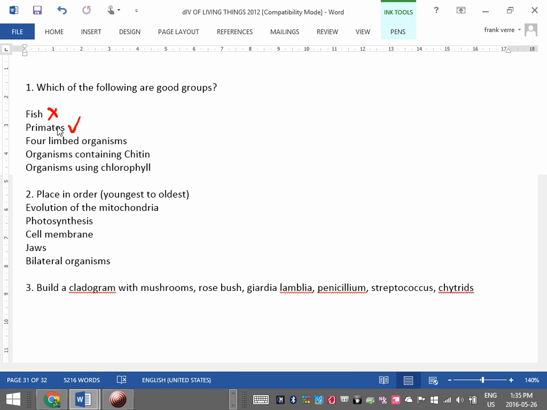What about 4-limbed organisms? You sure about that? Yeah. What's the name of the group that it belongs to? Tetrapoda. Was that not one of the levels of classification in your Tree of Life assignment? So that's a good group.